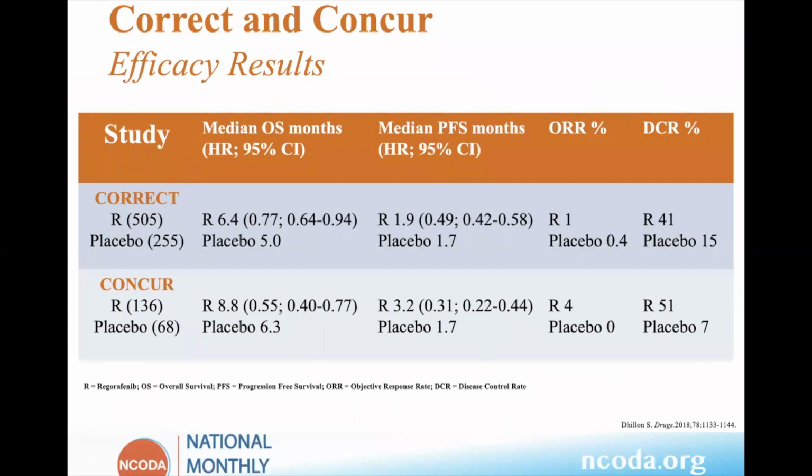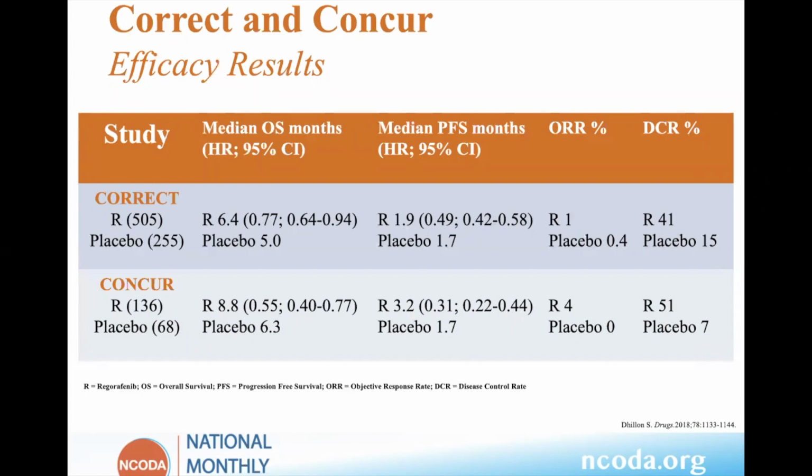Okay, so here are the results of the trial. Again, this is probably reviewed for most of you, but looking at the primary endpoint for the CORRECT trial, you do see that there's a statistically significant difference here with regorafenib of 6.4 months versus placebo. Progression-free survival, there's also a difference here, 1.9 versus 1.7 in placebo.